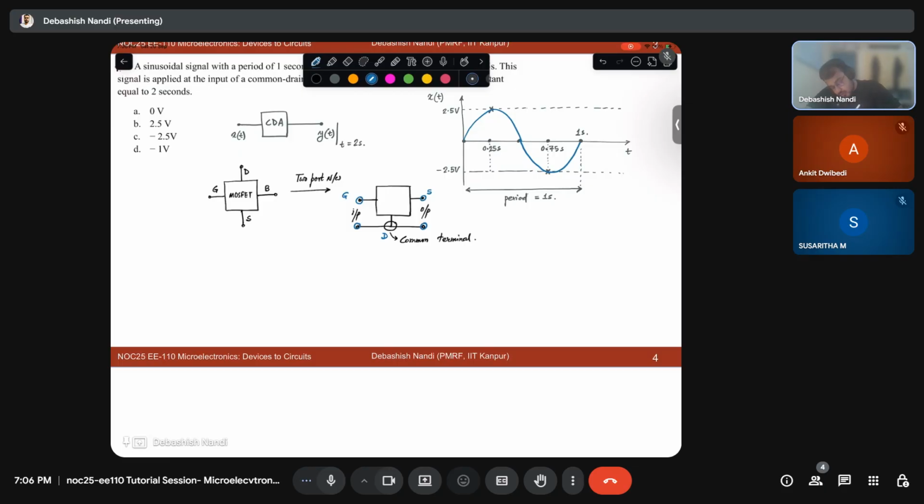So this will be your input, and let's say the B terminal is shorted, for NMOS and PMOS mostly it is shorted to the source. So I can remove this one for the time being. So this is your S. Your output will be taken from this. This is your output. Fine. And this D terminal is your reference terminal.